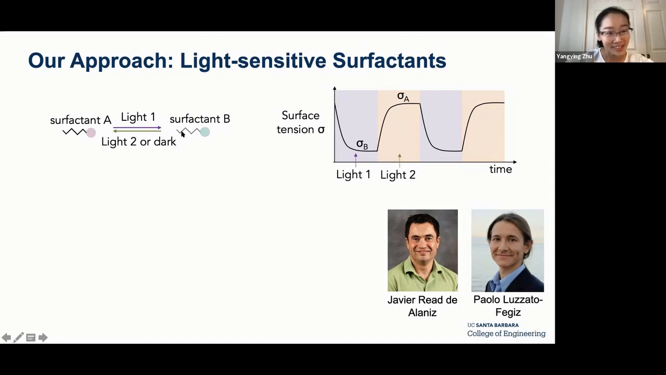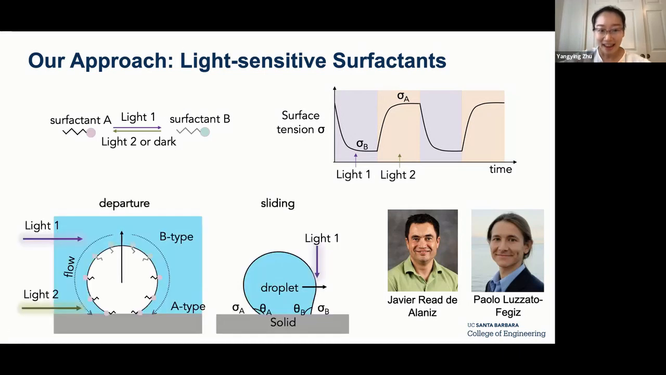And this is reversible. If you remove the light, the surfactant reversibly switches back, or this switching back process can be accelerated by shining a light of another wavelength. This is really handy because when you add a little bit of surfactant into a fluid system or fluid interfacial system, the surfactants tend to accumulate on the interfaces. And by just shining light on the system, you are able to dynamically tune the surface tension of your system.